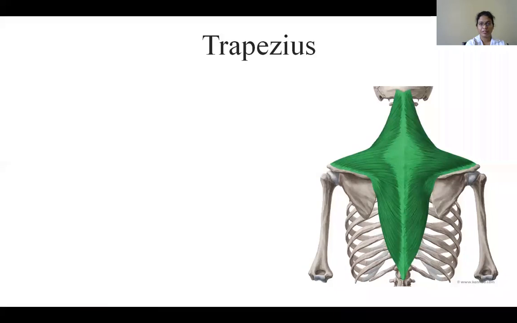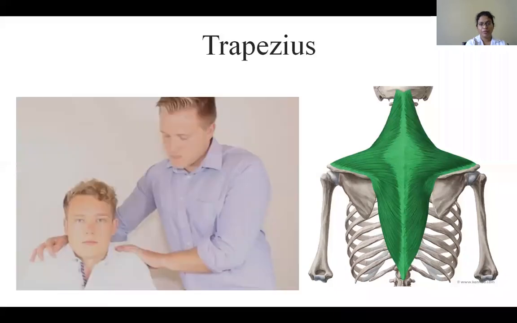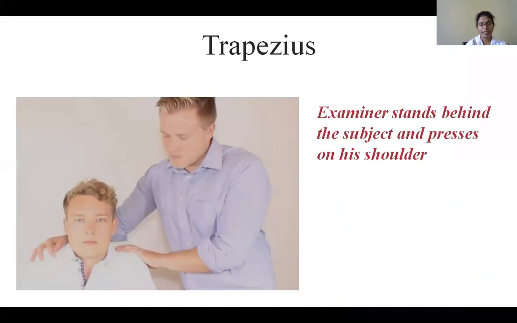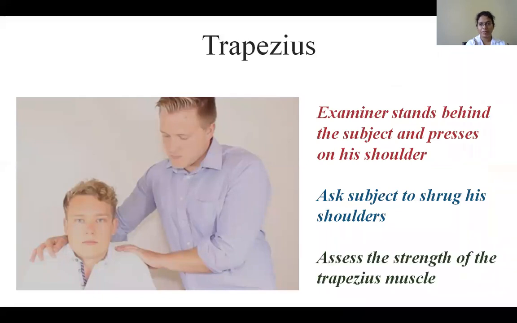Coming to trapezius. So here we ask the subject to shrug his shoulders. So for that, we have to stand behind the subject and press his shoulder with possible resistance. And then you should ask the subject to shrug his shoulders and simultaneously we apply resistance. So this is how you assess the trapezius muscle.